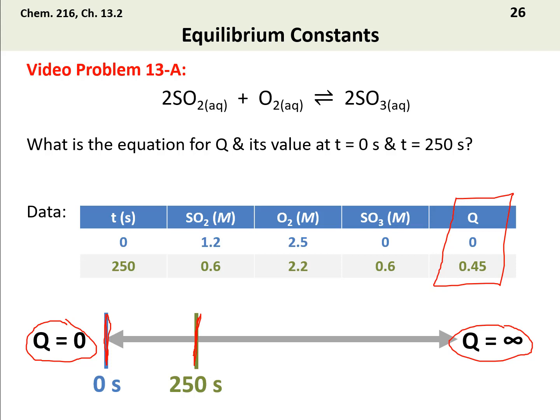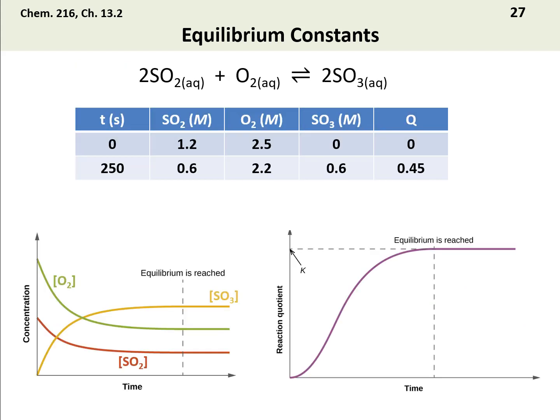Right? So my reaction has gone from left to right. This side has all reactants. This side has all products. Okay? So it's shifted from having all reactants to having some product. All right, so now let's go on and think about that.